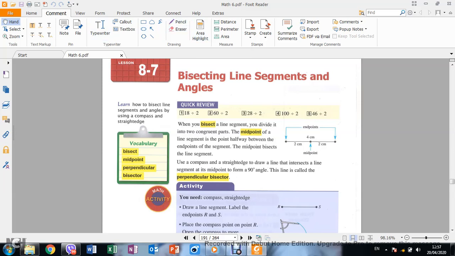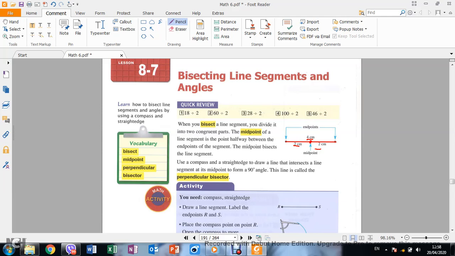For example, we have this line segment. The line segment always has two endpoints. They study it at grade 4. When we divide this line segment into two congruent parts, or two equal parts, this point at the middle is called the midpoint. For example, when 4 centimeters is divided into two equal parts, each side gets 2 centimeters. The midpoint of a line segment is the point halfway between the endpoints of the segment.